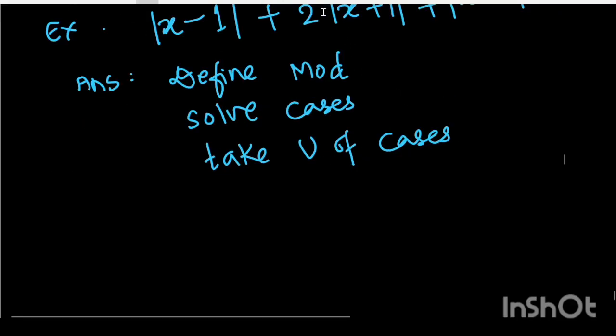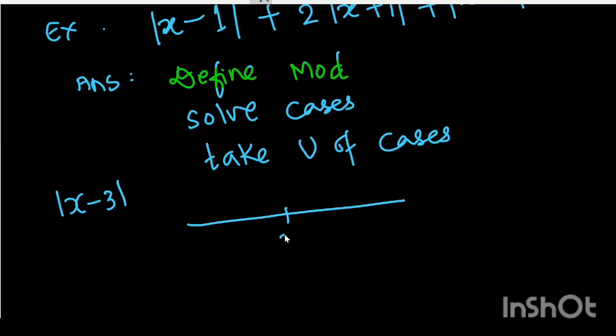So guys, the answer is, we have to define the mod. And when we define mod, if a single mod is there, it will generate two cases. For example, if there is mod x minus 3 in any question, x greater than or equal to 3 would be one case, x less than 3 would be another case. So if there is a single mod, there are two cases.